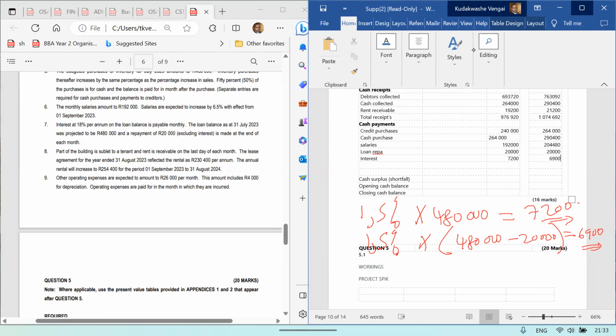Depreciation is a non-cash item, right? It does not involve the movement of cash, and we are currently preparing a cash budget. Therefore, we should not be talking about depreciation. So if 26,000 includes depreciation, we should remove 4,000 from the 26,000 and we get 22,000. That's what we're going to do.